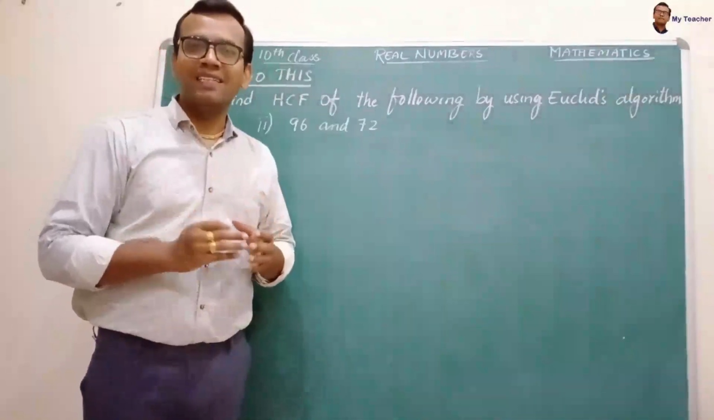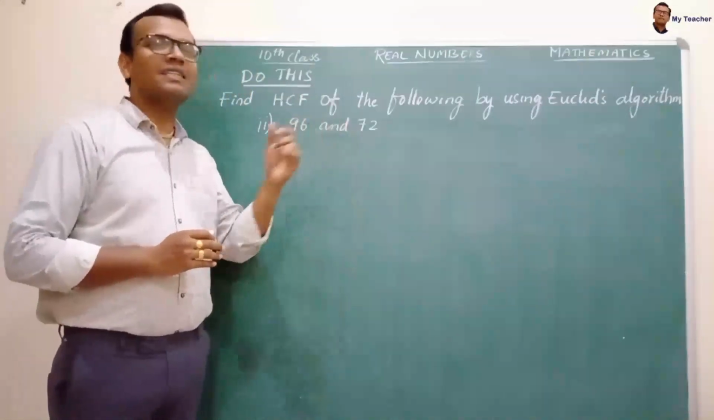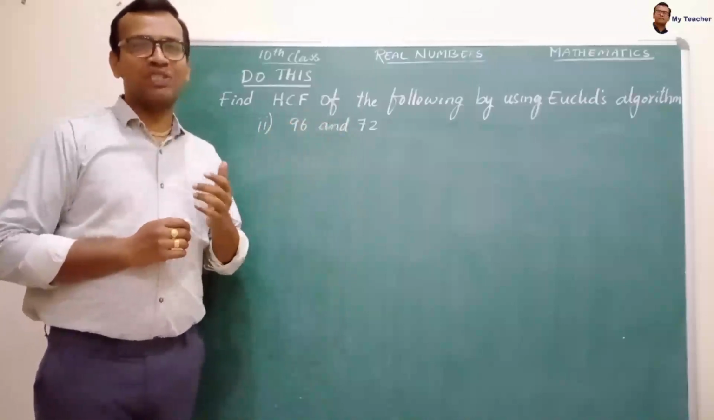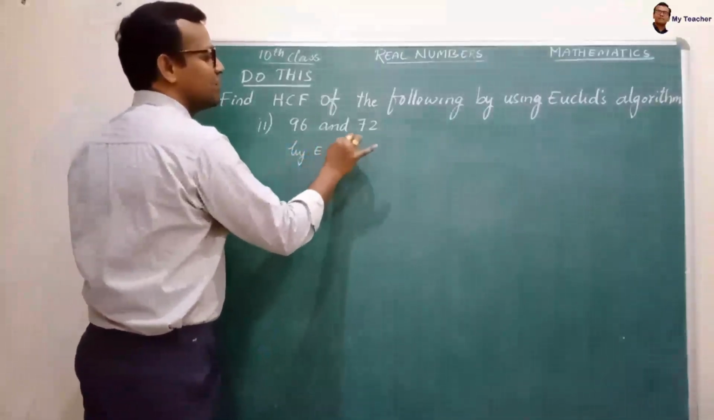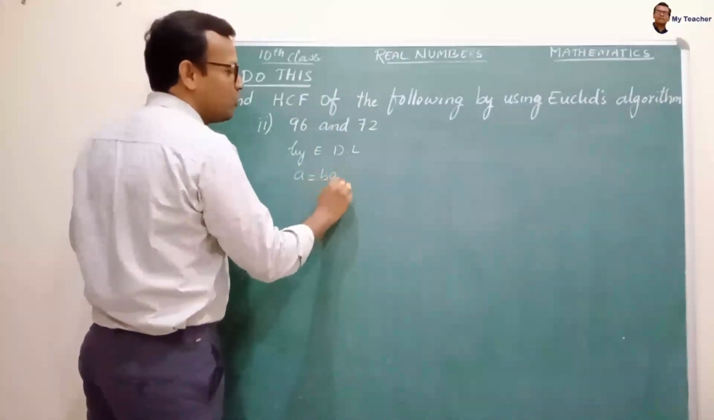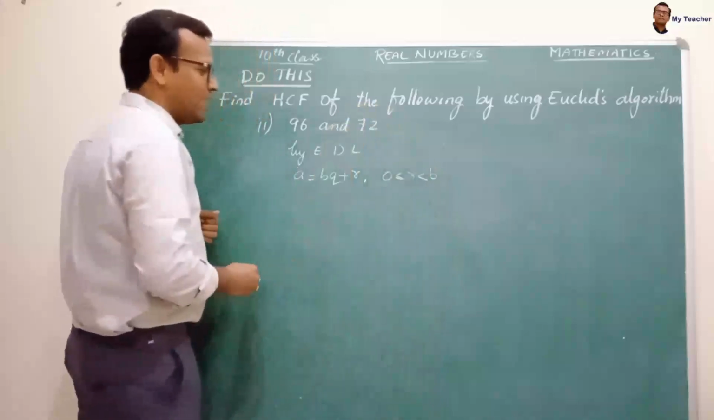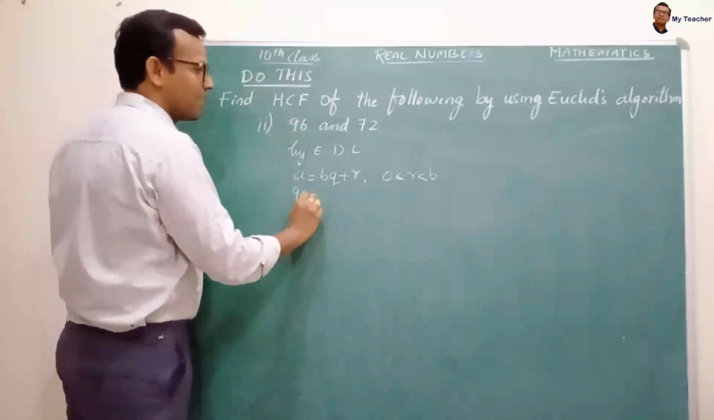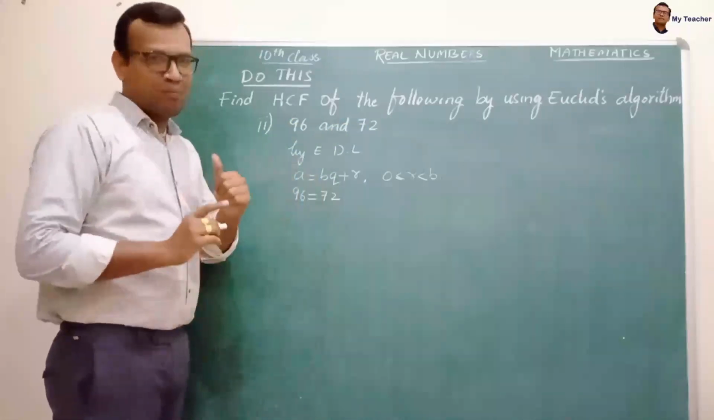So the second one is like this. The given numbers are 96 and 72. Let us find the HCF of these given numbers using the division algorithm. So by Euclid's division lemma. What is Euclid's division lemma? A is equal to BQ plus R, where 0 is less than or equal to R less than B. See here, let me take A value as 96 and B value as 72. Generally, A will be greater than B.